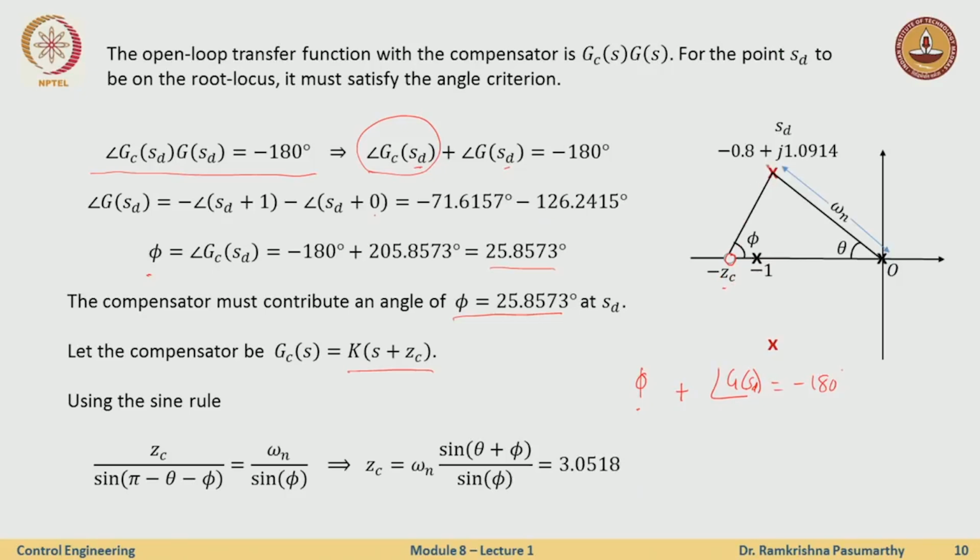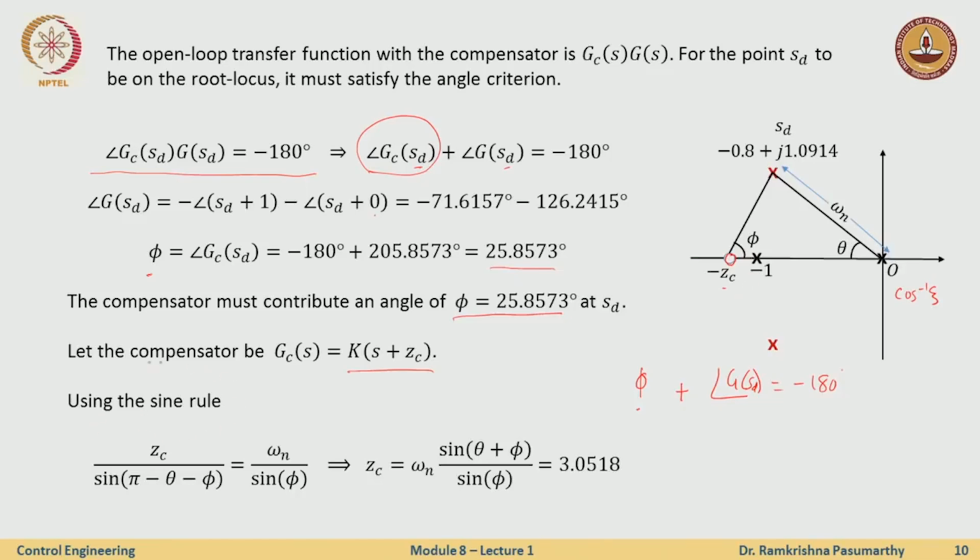Now, the total angle of Gc plus G should be minus 180. So I use this little triangle here. This phi is given to me. Theta is also known to me, which comes from cos inverse theta. I also know what omega n is. So I know theta, I know omega n, I know phi. Now, can I calculate what my zc is?